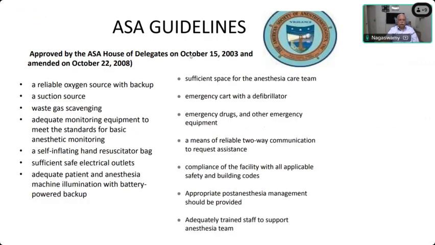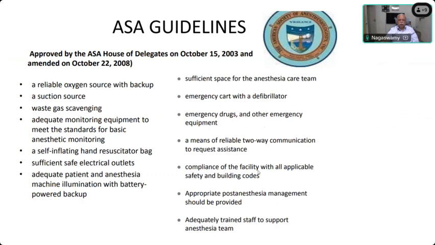And the ASA has prescribed some guidelines in October 2003. It was amended in 2008. So there should be a reliable oxygen source with backup, suction source, waste gas scavenging, adequate monitoring, self-inflating hand resuscitator bag, sufficient safe electrical outlets, adequate patient and anesthesia machine illumination with battery powered backup, sufficient space for the anesthesia care team, emergency cart with defibrillator, emergency drugs, means of reliable two-way communication to request assistance.